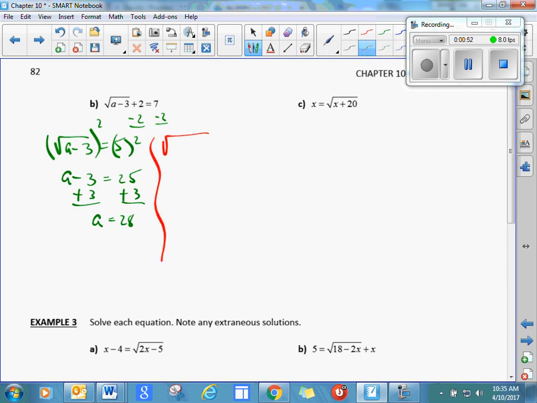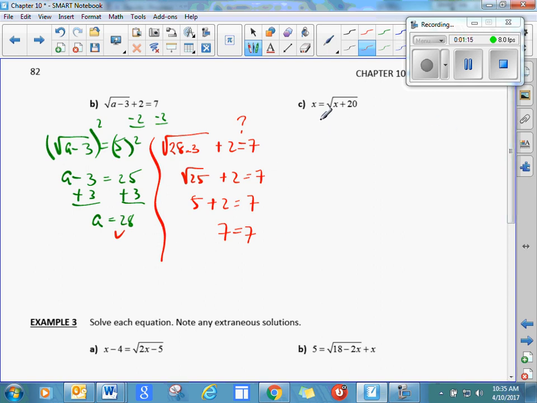So I'm going to plug 28 in for a and ask ourselves, when we clean all this up, do we really get 7? So 28 minus 3 is 25. Note the 2 is not underneath the radical sign. And yes, looks like this one works great. So 28 is our solution, and our check proves it.